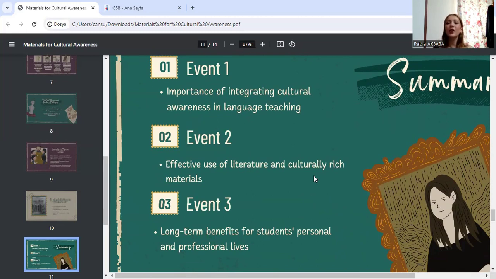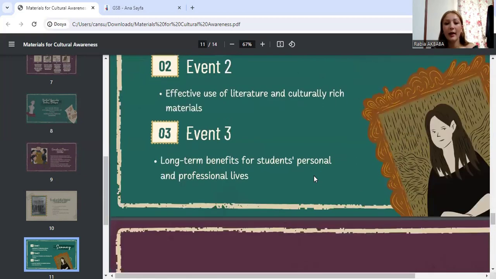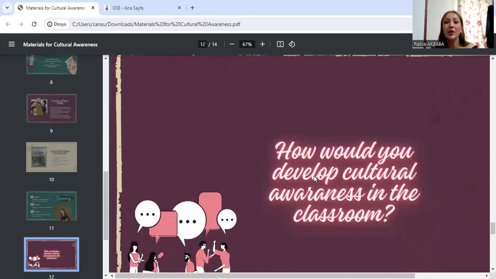We didn't talk about professional lives, but when they go abroad or work in an international company, they have to learn that because everyone differs, everyone comes from a different culture and different country, and you should respect their culture and use your empathy. And that was our conclusion.